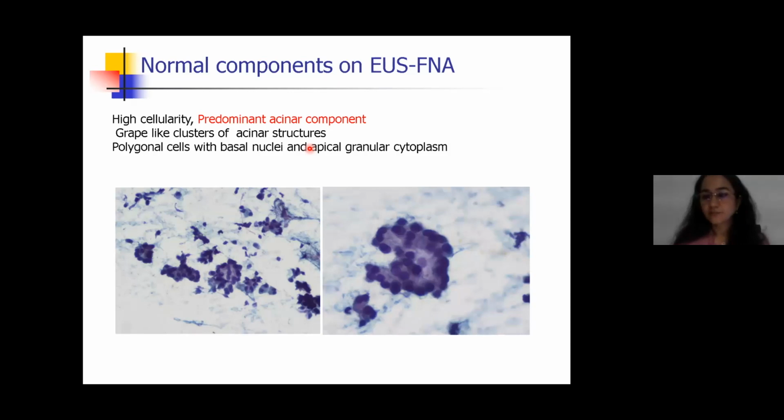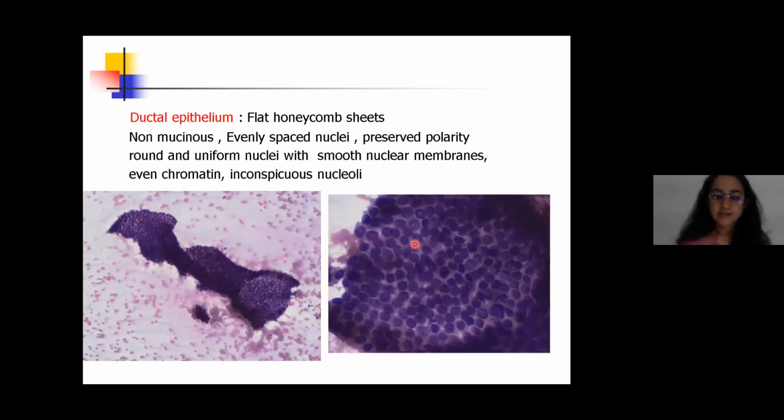When you aspirate the normal pancreas, what do you see? Usually they are very cellular smears and the acinar component is predominant. You see these grape-like clusters of acinar structures with polygonal cells with basal nuclei and apical granular cytoplasm. The other component is the ductal epithelium. As you can see here, it is arranged in flat honeycomb sheets with non-mucinous epithelium, with evenly spaced out nuclei, preserved polarity, very round and uniform nuclei with very smooth nuclear membranes.